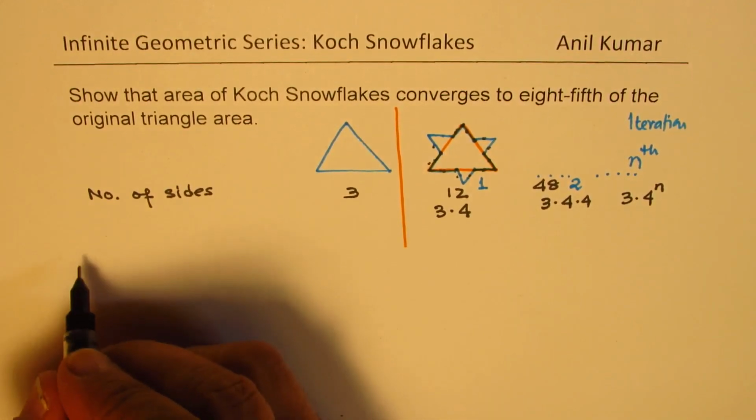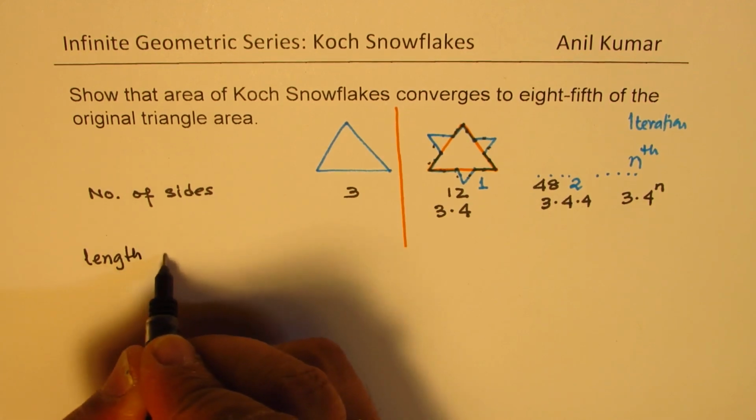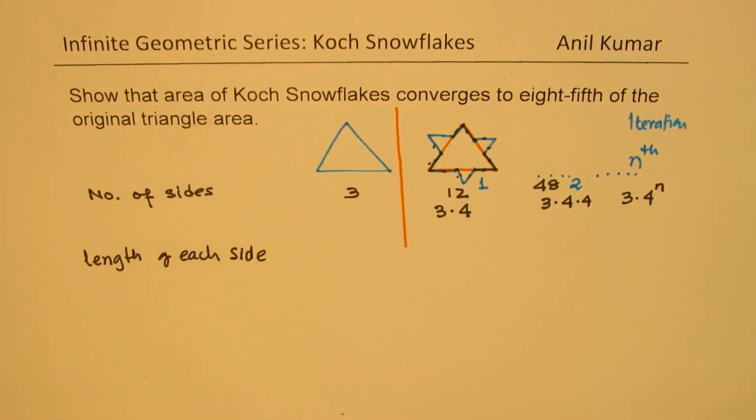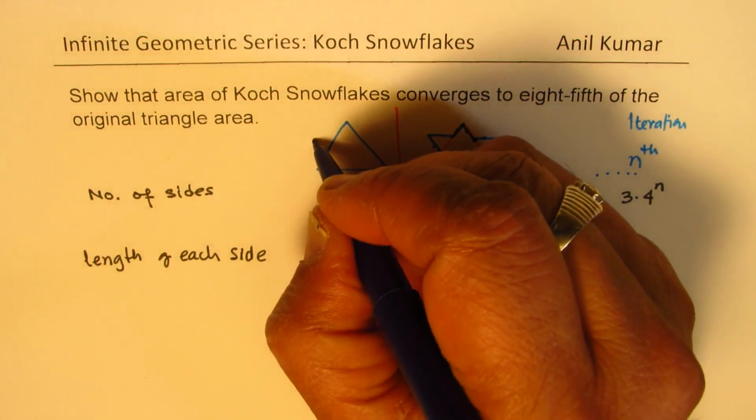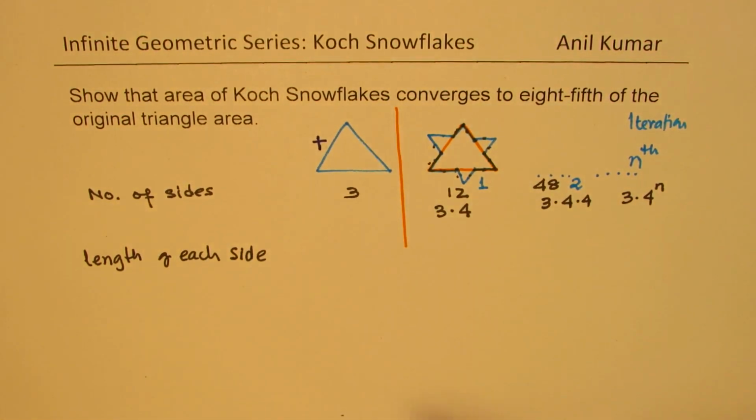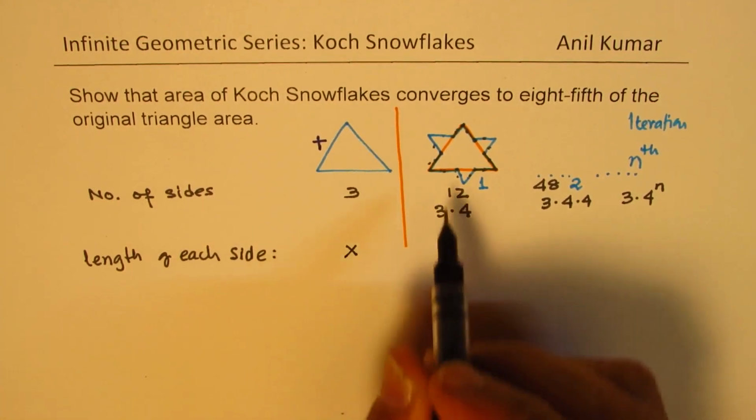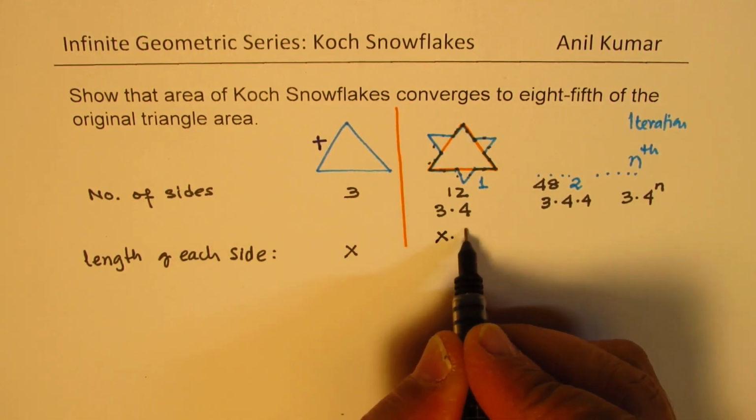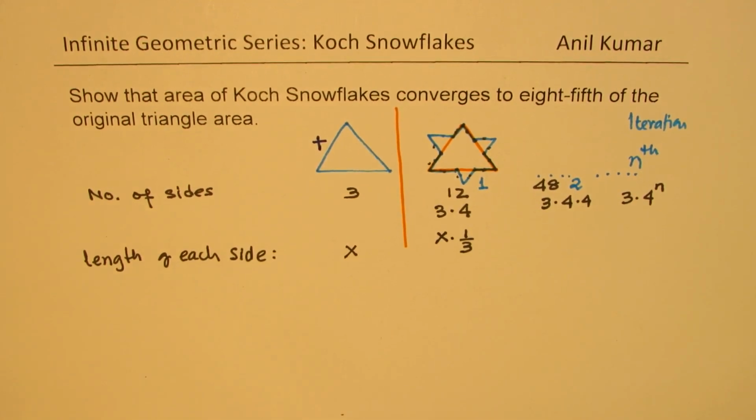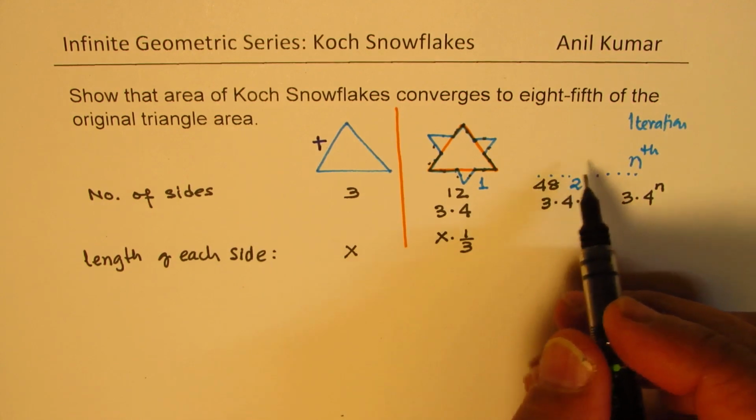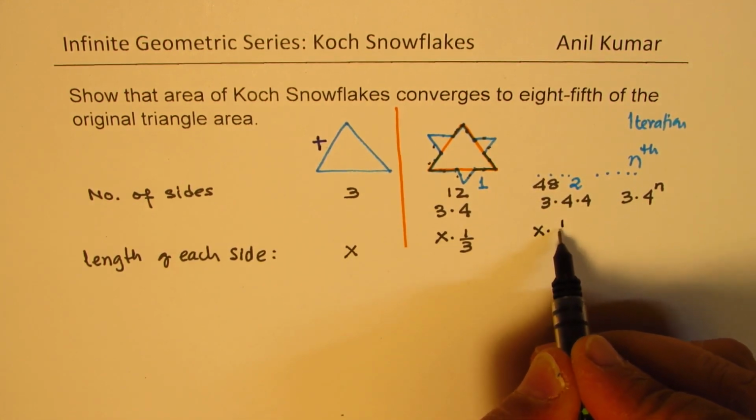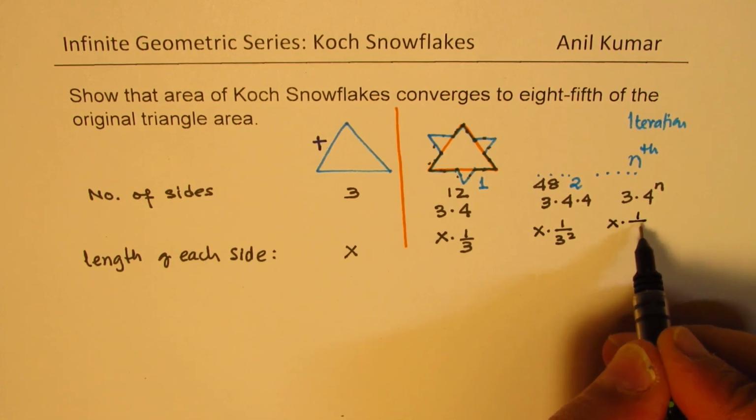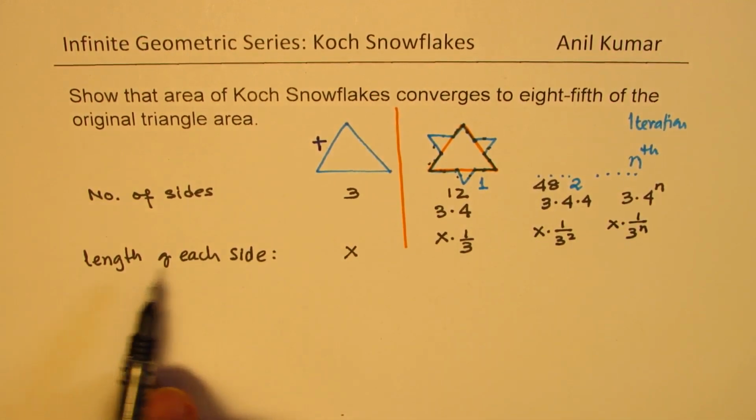Now that is clear. What is the length of each side? Let us say that the length of each side is x. So let's take a general value x. Here the length of each side will be, since we divide it into 3 equal parts, x times 1/3. Correct? For the next one, the sides were again divided into 3 equal parts, so it will be 1/3 squared, and then for the nth iteration it will be x times 1/3 to the power of n. That will be the length of each side.